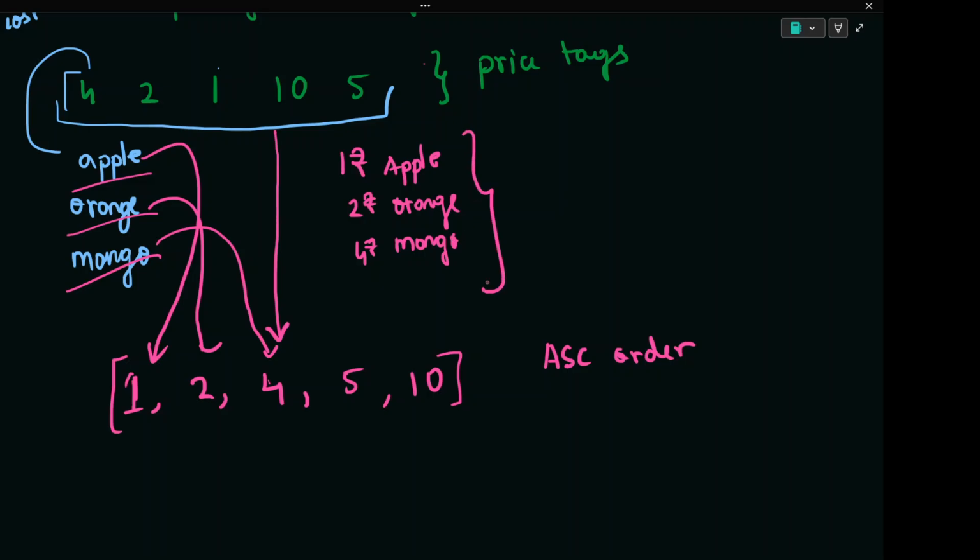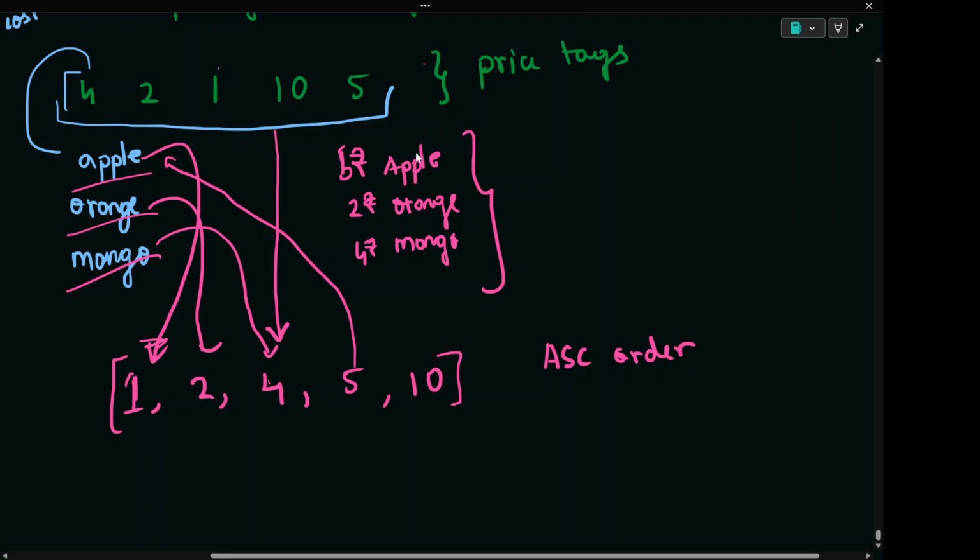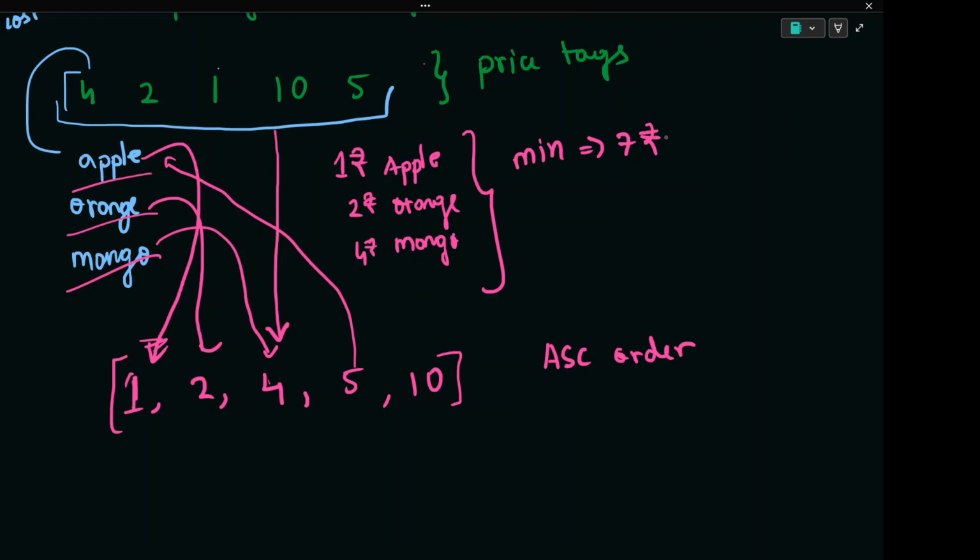So, what will be the minimum cost? Can it be less than this? Let's say we did not take 1, we attached this 5 to the apple. So apple would cost 5, then it would increase the cost, right? The cost should be minimum, so the apple cost will be 1 rupee itself. So the minimum cost will be nothing but 7 rupees.